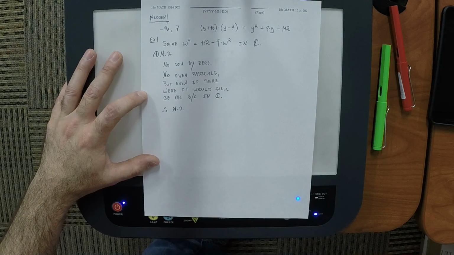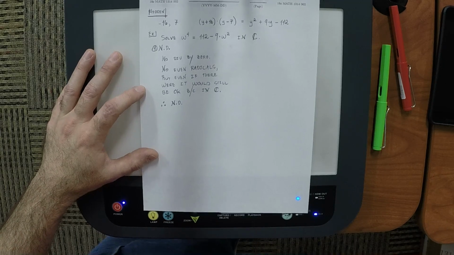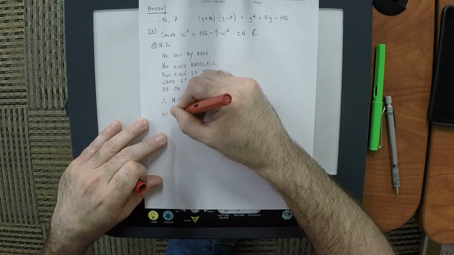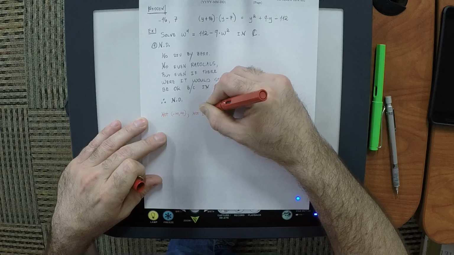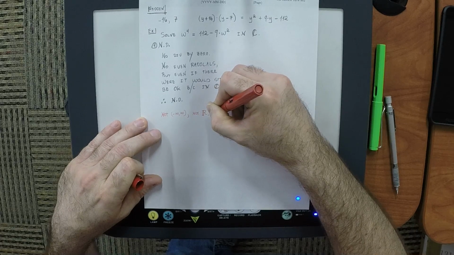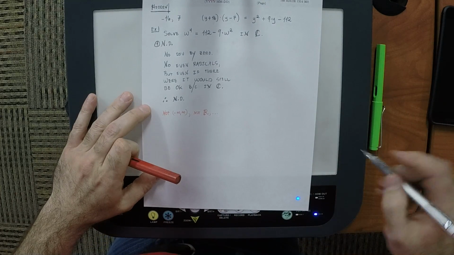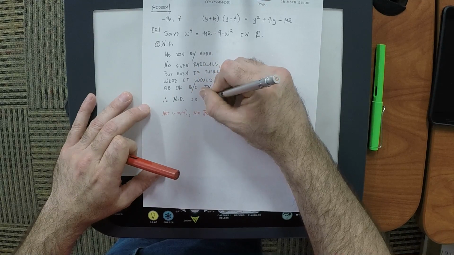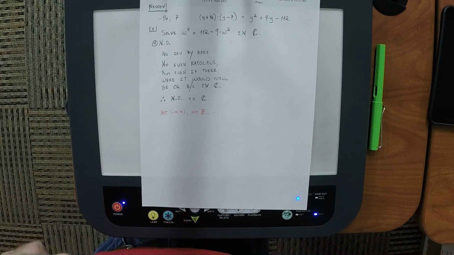Not all reals. So the answer is not negative infinity to infinity. It's not all reals or anything like that, because what's the answer? In the complex numbers? Yeah, the natural domain is the complex numbers, of course, right? Because that's what the question is stated in.